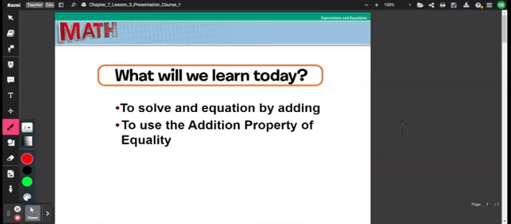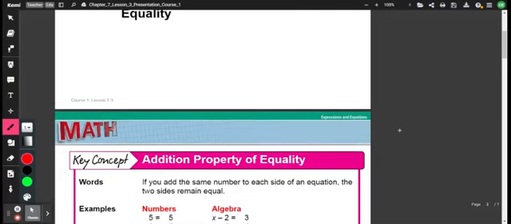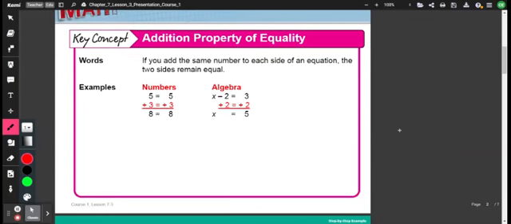Good morning, guys, and today we are going to be learning about how to solve equations by adding, using the addition property of equality. So first thing that we're going to look at is how it's done. If you add the same number to each side of the equation, the two sides will remain equal.